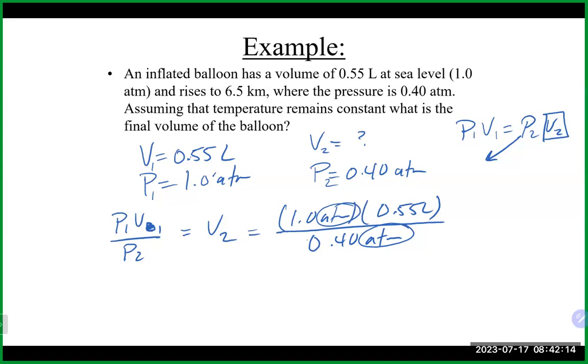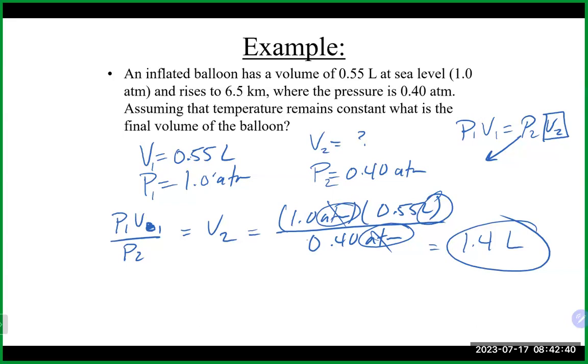But obviously, if one was one unit of pressure and one was different, you would have to choose. It doesn't really matter which one you choose, as long as they are the same units, it will come out the same. So our atmospheres here will cancel, and that's going to get us 0.55 divided by 0.4. The units left over are liters, and that gives us 1.4 liters.